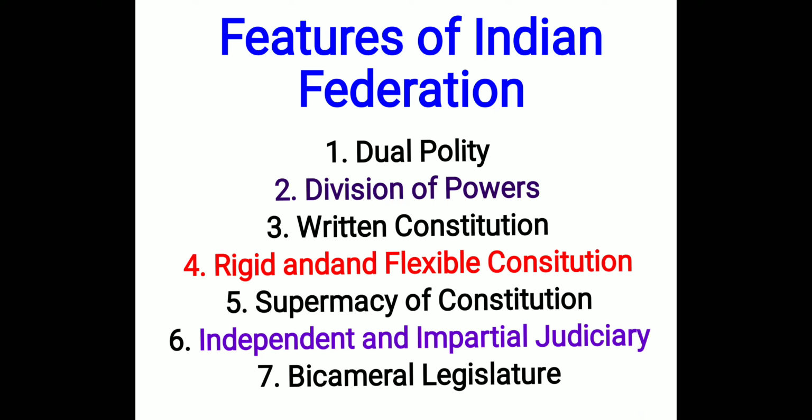Sixth feature of Indian Federation is independent and impartial judiciary. Okay, so we have Supreme Court that is independent and impartial, and it is supposed to be impartial, and it is supposed to be independent. Okay, another feature is bicameral legislature. So Indian Federation also has bicameral legislature, like Indian Parliament, that is the Indian legislature, has two houses. One is Rajya Sabha and another is Lok Sabha. So these are the basic features of Indian Federation.